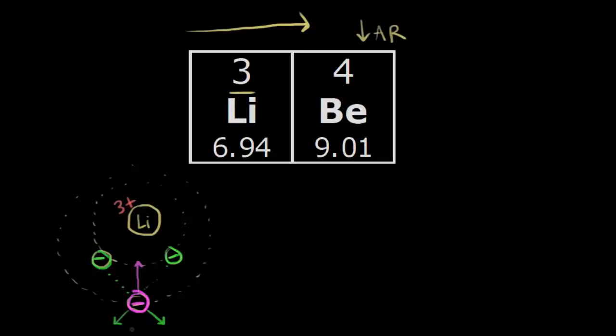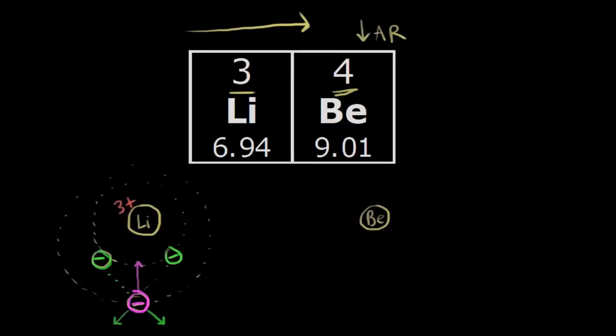And then we call this shielding, because the inner shell electrons are shielding that magenta electron from the pull of the nucleus. So this is called electron shielding or electron screening. Now that's going to be an important concept. So now let's go ahead and draw the atom for beryllium. So atomic number 4, and so here's our nucleus for beryllium.